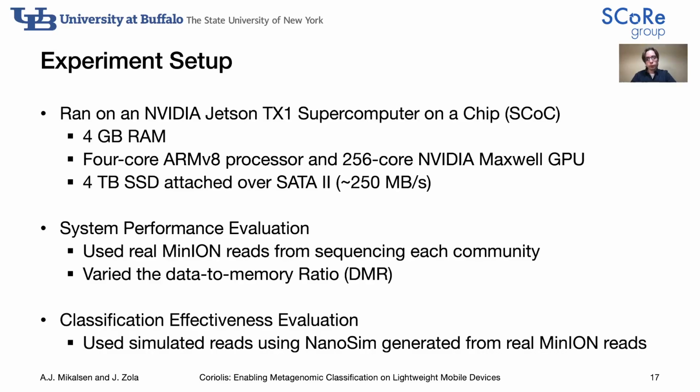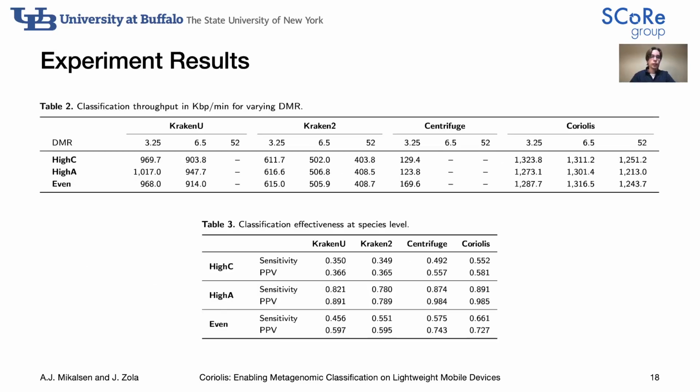To evaluate the speed of classification, we use the real MinION reads we obtained by sequencing our mock communities, and to determine what the effect of the database size is on the speed of classification, we varied the DMR throughout our experiments. When evaluating the effectiveness of the classification, we use NanoSim to simulate reads from our real MinION reads. We compared Coriolis to Kraken Unique, Kraken 2, and Centrifuge.